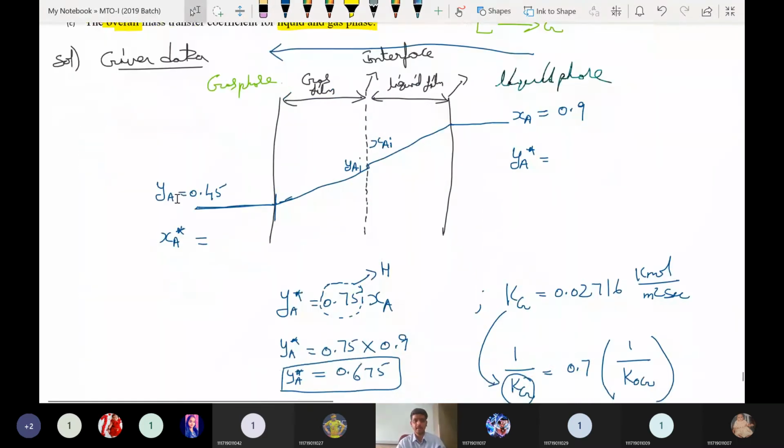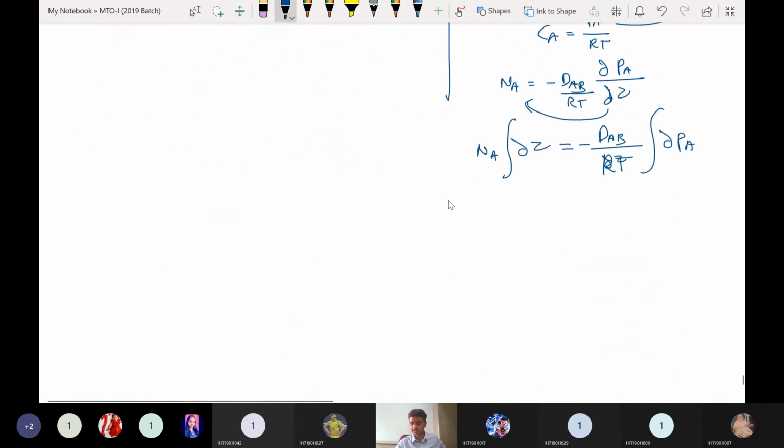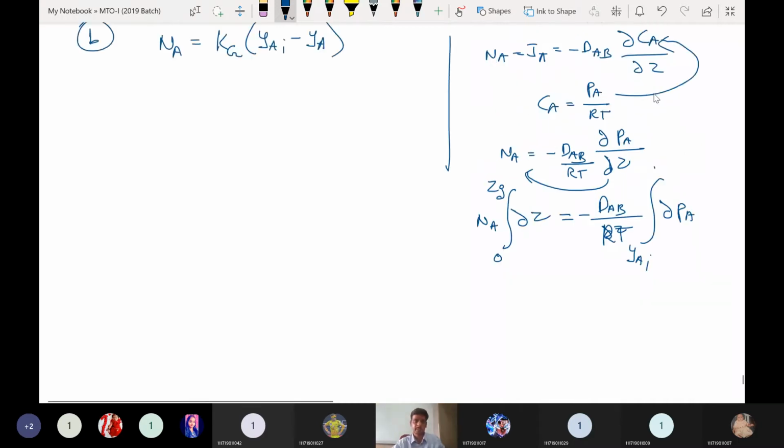So when you integrate that one, let us say mass transfer is taking place from this to this region. Within the film, mass transfer will take place from higher region to lower region. Higher concentration is this one according to this profile. So this is ZG. From this region to this region it is taking place. When Z is equal to 0, concentration is YAI. When Z is equal to some ZG, concentration is YA.